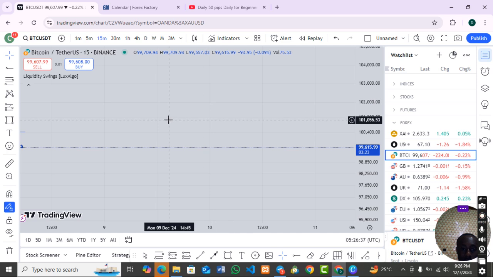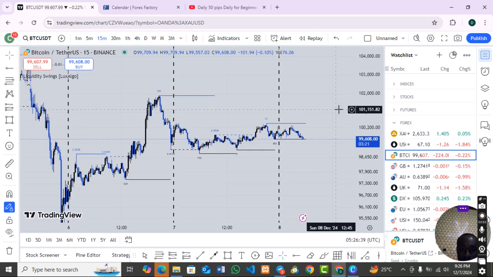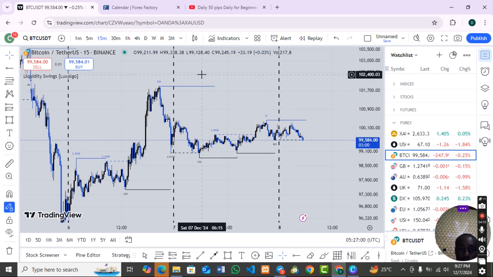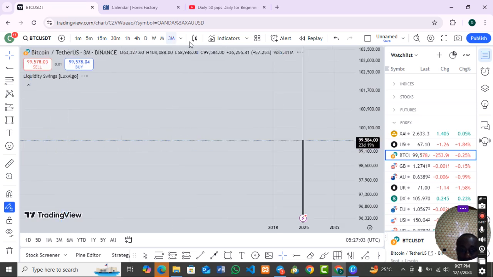So now, if you want to do a proper top-down analysis, let's use BTC USDT. The reason why I prefer a current market chart is that you know what is going on. So as you can see, the market is still moving up and down. This market has not been closed. This is a crypto market, a Bitcoin. So now let's go to the 3 months time frame.